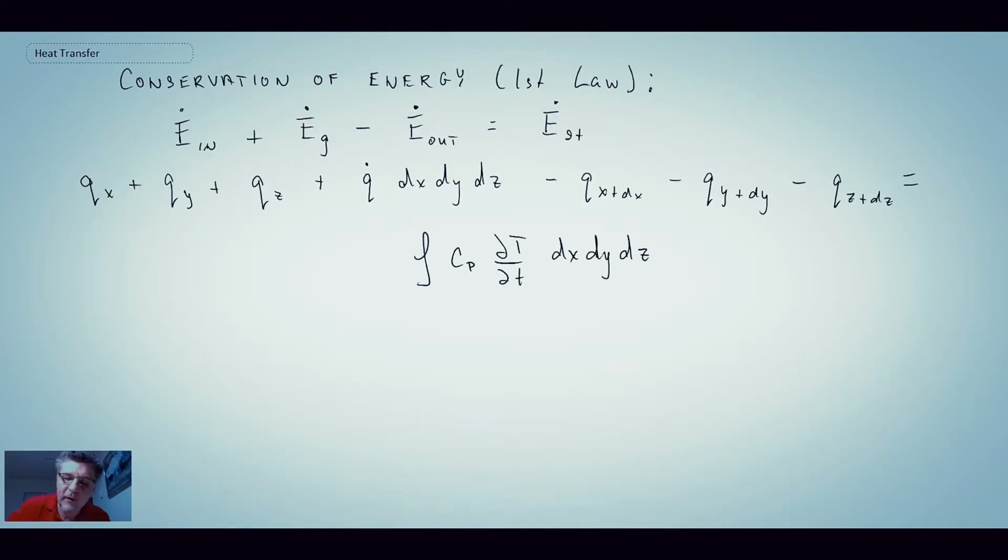Okay, so we get this equation. I'm going to call this equation number 1, and we will come back to this equation shortly. But that is going to be the basis for deriving the heat diffusion equation. Before we move on, though, we're going to use Taylor series expansion in order to work with this equation and to simplify some of the terms.